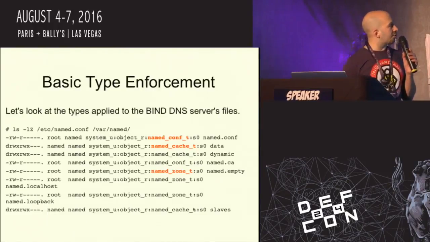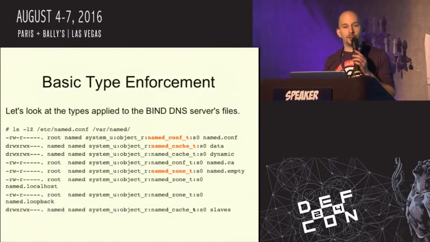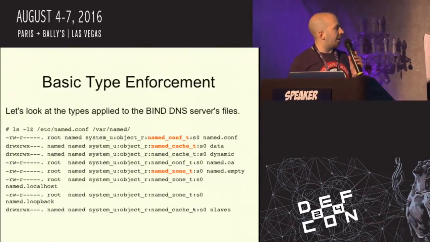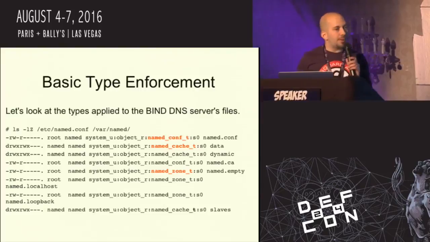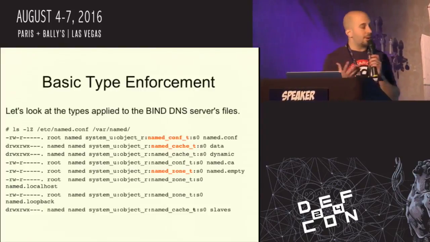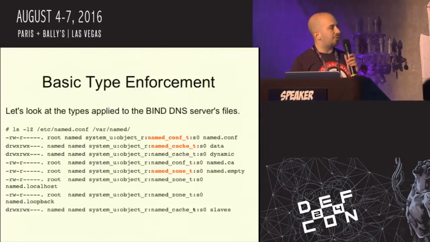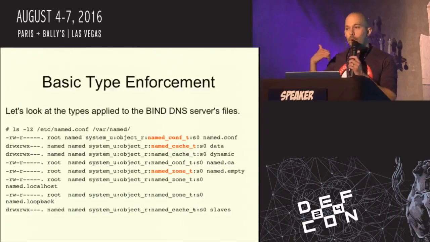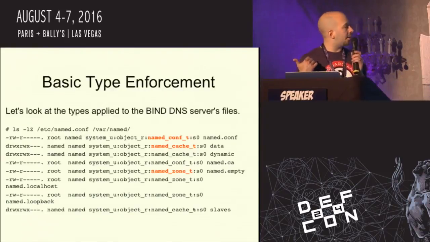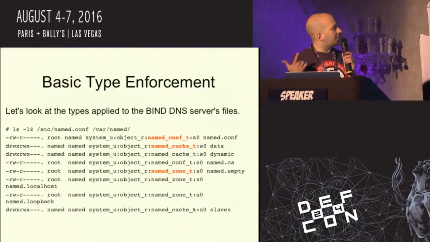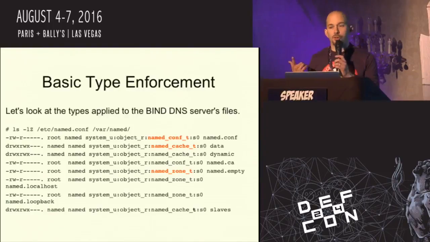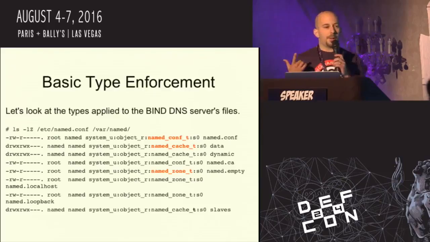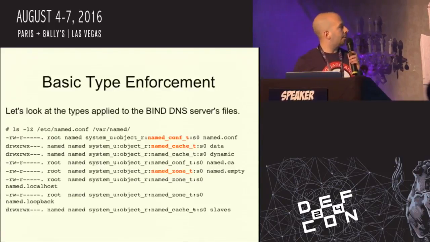So the named configuration file is of type named_conf_t, okay? And you've got named_cache_t. That's going to be for anything that is primarily for the things that named is changing, so that'll be where it's keeping its file caching data. And then you have named_zone_t, which in general is stuff that you don't change. Now, if you need bind to be able to maintain its own zone files, there's a Boolean for that, and we'll get to that later.